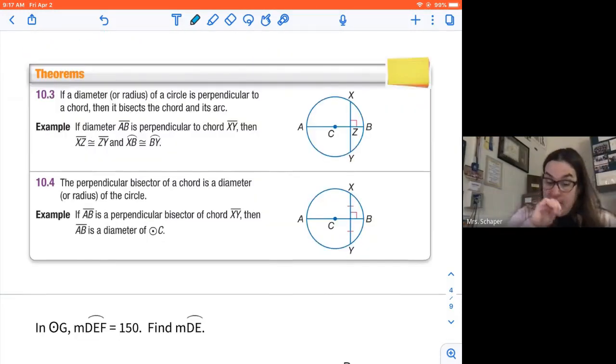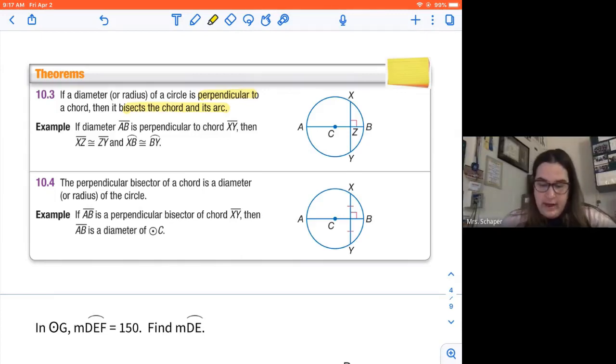All right, here we go. If the diameter or radius of a circle is perpendicular to a chord, then it bisects the chord and its arc. Okay, so if a radius or the diameter is perpendicular to a chord, it is going to bisect both the chord and the arc.